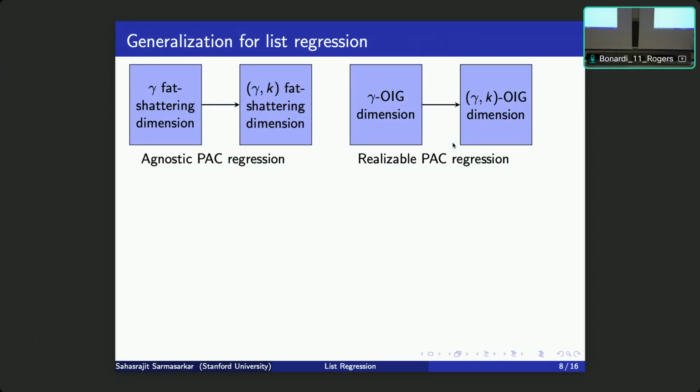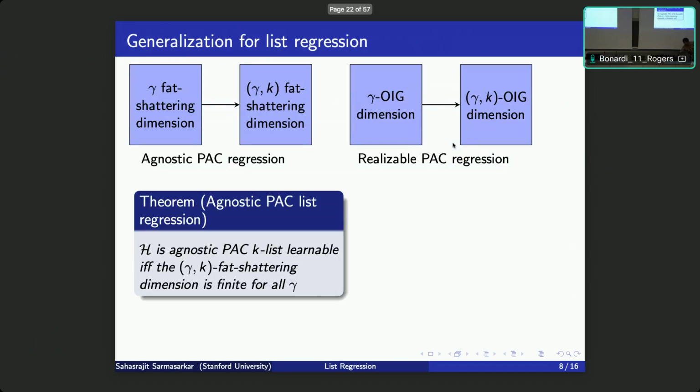We have the gamma fast shattering dimension, and we propose this generalization, which we call the gamma k fast shattering dimension. We have the gamma OIG dimension, and we propose this generalization, which is the gamma k OIG dimension, for the agnostic and realizable cases. For k equal to 1, naturally gamma k will be identical to the gamma fast shattering dimension. Our theorem says that H is agnostically PAC k-list learnable if the gamma k fast shattering dimension is finite for all gamma.